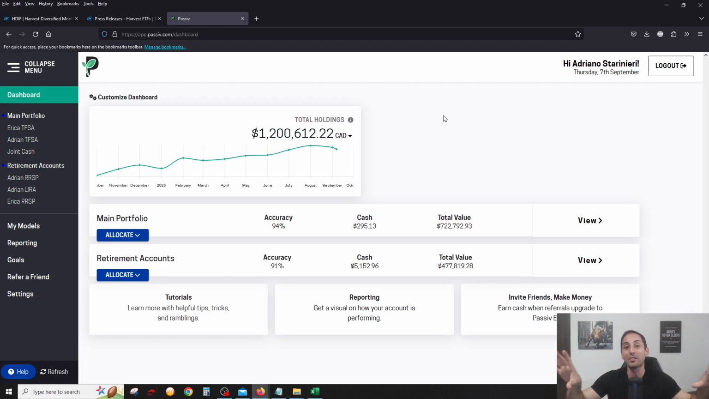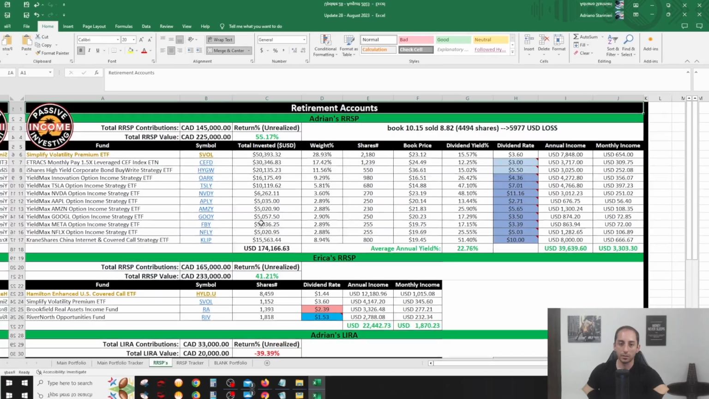As you know, I have two separate entities, my retirement accounts and my main portfolio, which is basically the income I live off of. You can see here that it's separated. The main portfolio includes our two TFSAs and our non-registered joint cash account, and the retirement accounts, which are mostly invested in US listed stocks, are our two RSPs and our LIRA. So let's get going. And once again, make sure to download the Excel file so you could follow along on my website.